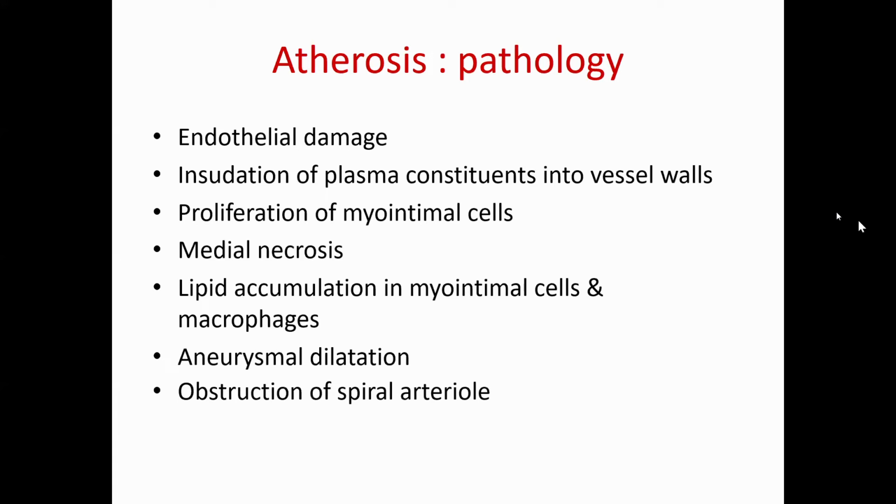Other conditions are endothelial damage, inundation of plasma constituents into the vessel wall, proliferation of myointimal cells, and medial necrosis. This has been researched in many places. So you don't need all these things, but just remember, pregnancy with hypertension is a disease because of the abnormal trophoblast or placenta itself.